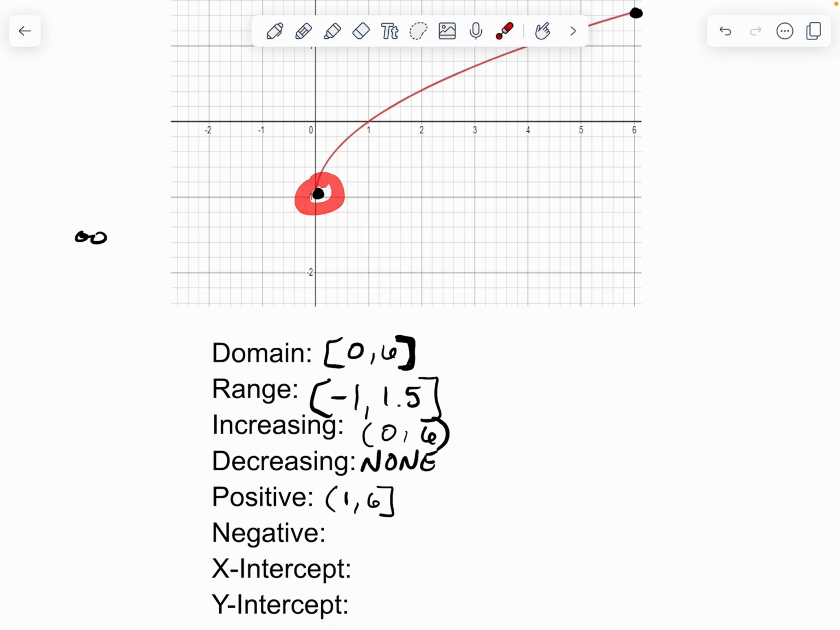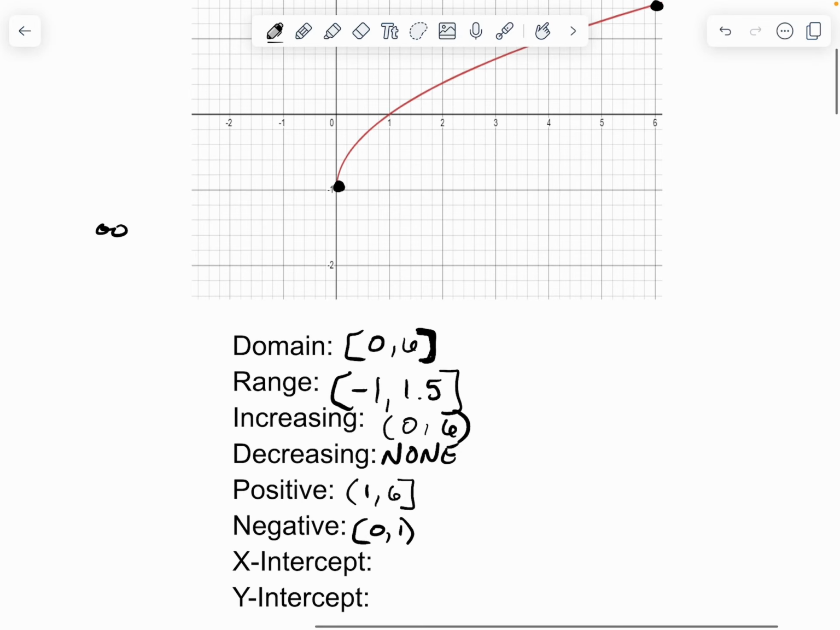Okay, when is this one negative? Well, this is negative at x equals 0, right? And then it goes up until x equals 1. But we can't include 1. So it's from 0 to 1. That's when our graph is negative, from 0 to 1.